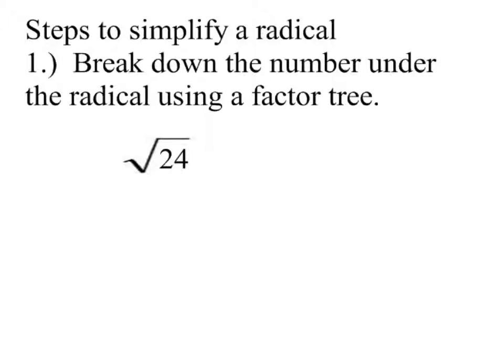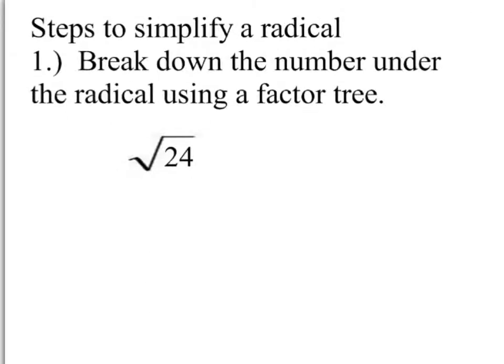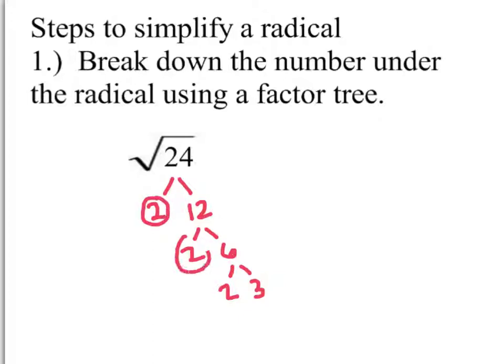And these are my preferred steps for doing so. We're going to break down the number under the radical using a factor tree. So 24, I will factor that into 2 times 12. 2 is a prime number, but 12 I can factor further. I'll factor 12 into 2 times 6, and then 6 into 2 times 3. I'll now write the 24 as the product of 2 times 2 times 2 times 3.